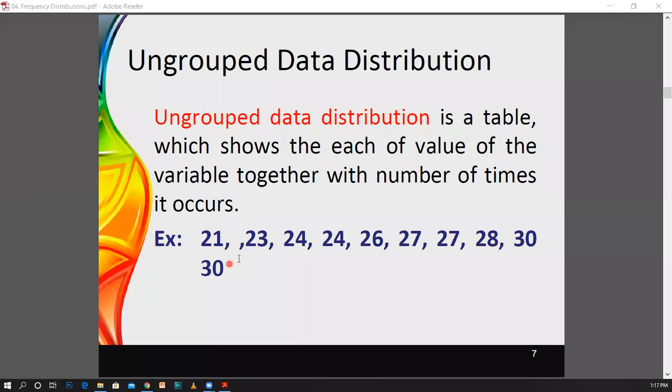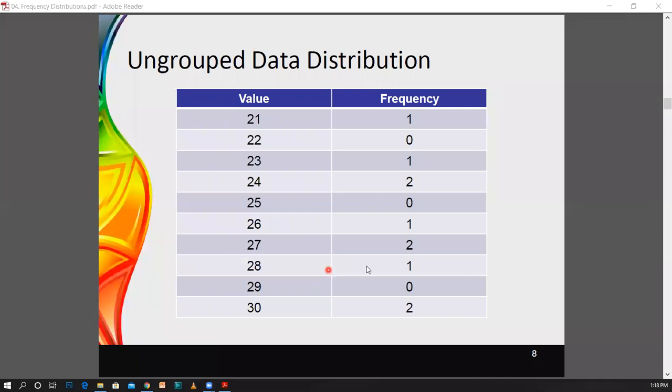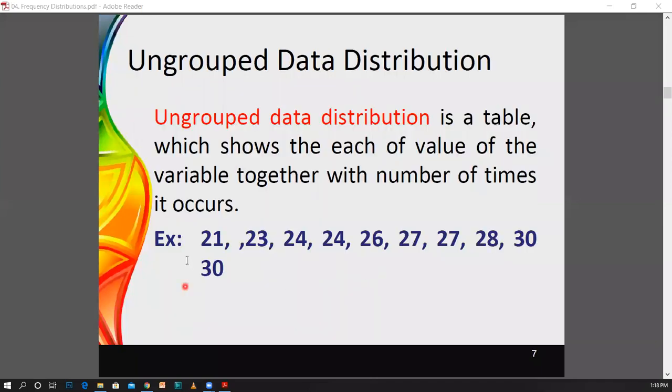In this data set, you can see that 21 appears one time, 23 appears one time, but 24 appears two times. Then 26 one time, 27 again two times, 28 one time, and 30 appears two times.